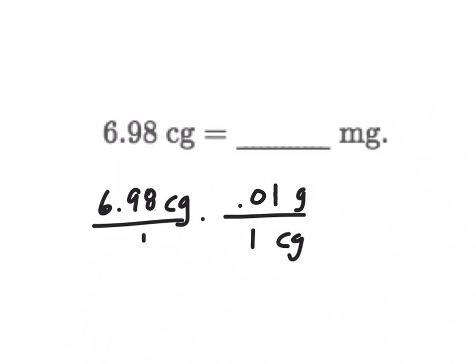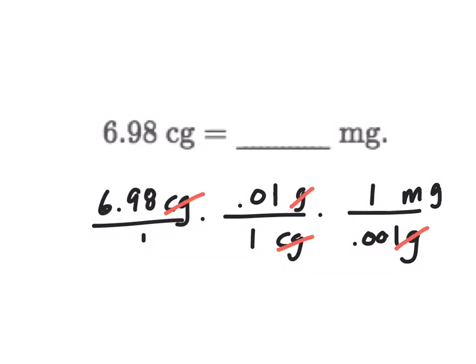Now what I have to do is convert grams back into milligrams. So I'm going to multiply this again by something with grams down here and convert that to milligrams. If I have 1 milligram, that means I have 0.001 grams. All right, now let's see what divides out. My centigrams divide out here and here. My grams divide out here and here. So all we're left with is just the milligrams over here.